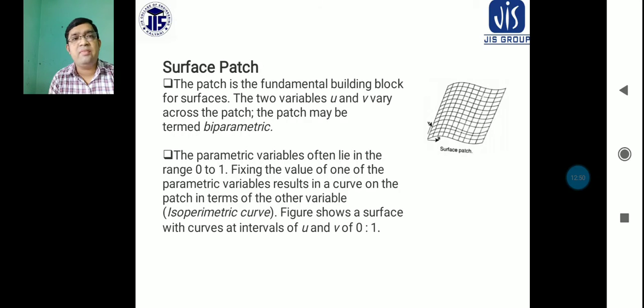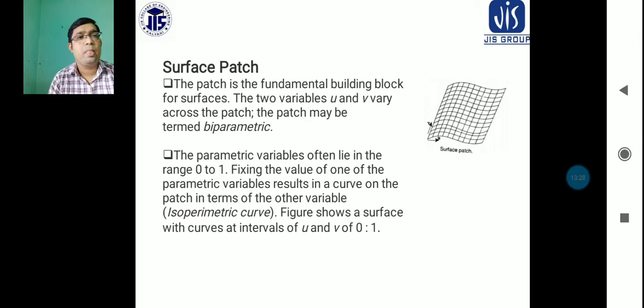The two variables u and v vary across the paths. The paths may be termed biparametric. In the parametric considerations, the biparametric surface is drawn like a surface path, and you can see in this figure that it looks like a graph paper. Also, you have to consider that different types of surface paths are available on this graph paper.